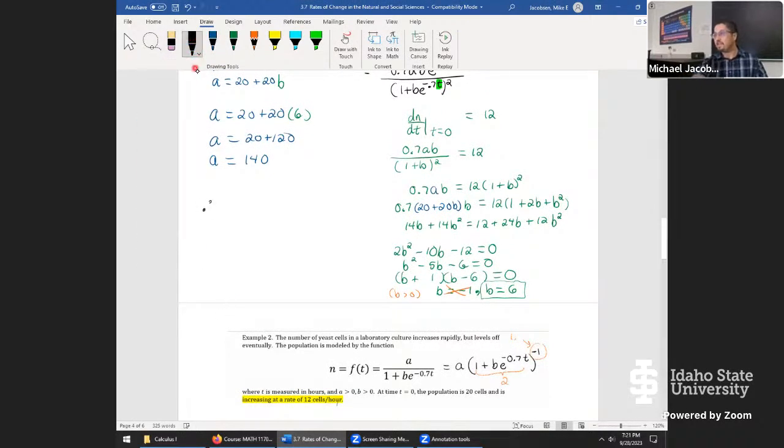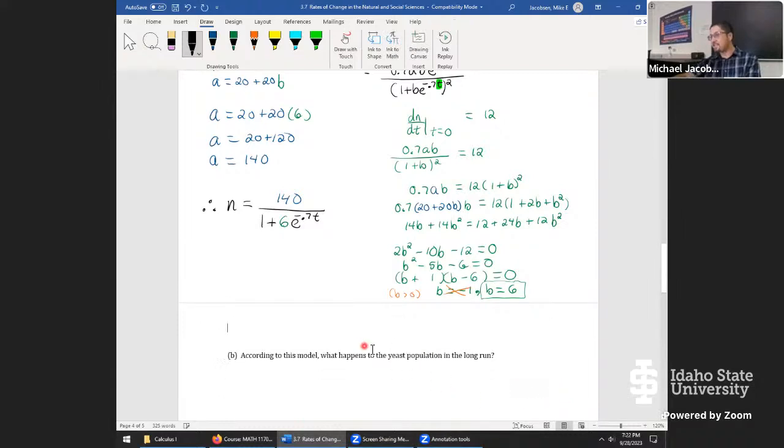My conclusion will be, therefore, N, number of yeast cells, is equal to, first we'll throw in the value for A, 140 in the numerator. Division by, down below it's 1 plus B, which is 6, multiplying e to the power -0.7t. So now we know exactly what our function should look like based off the provided information. Well, that's our first portion down. Next, we're going to take a look at part B.